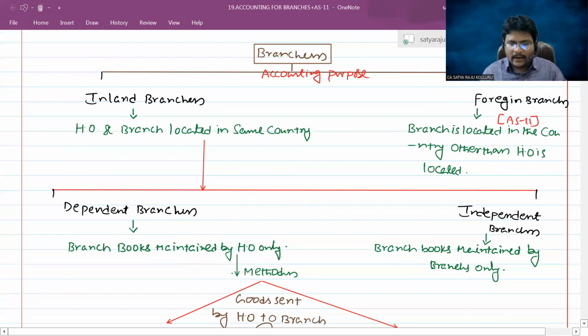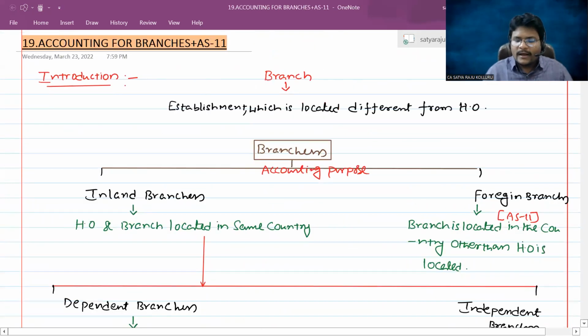Now, again, come back all of you. We started our journey by discussing different types of branches from an accounting perspective, that is inland branches and foreign branches. Inland branches means head office and branch both are located in the same country, and in case of foreign branches, head office is located in one country and branch is located in another country. The foreign branches topic we are going to deal with along with AS 11.